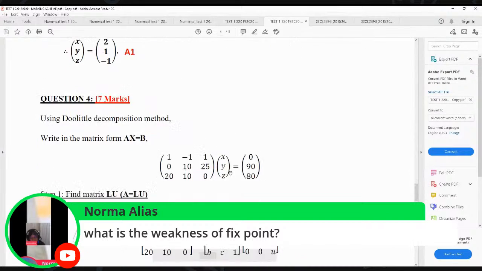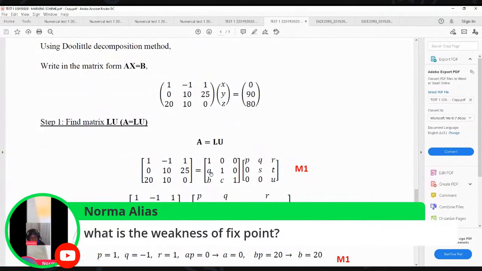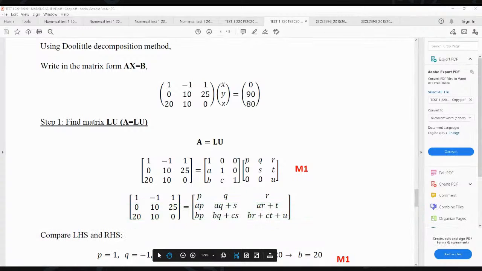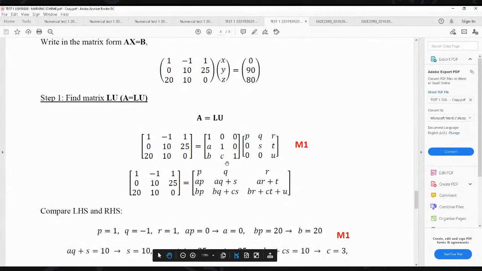For Doolittle, many times I told you the diagonal for lower should be 1, which is opposite with Crout. In Crout, 1 should be at the diagonal for upper. Since you are using Doolittle, what should you do? 1 at the diagonal for lower.